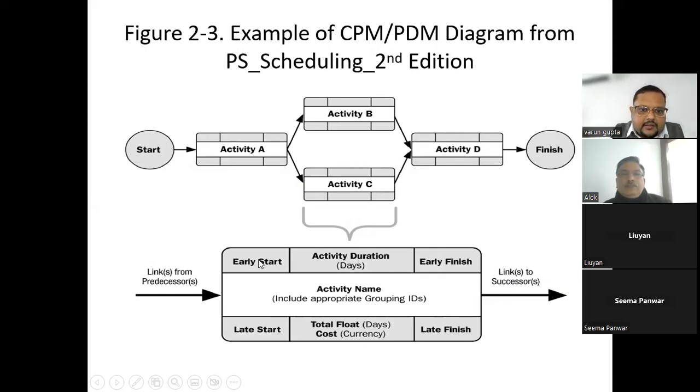Now, this is the early start, late start, early finish, late finish. These four values you can write here. And then the activity duration in days you have to obtain. The activity name you will write, whatever the name of the activity is. What is the total float? Again, float, we will have to discuss this terminology in detail. Float will come in days. And cost, you can write in currency, or whatever your local currency is.